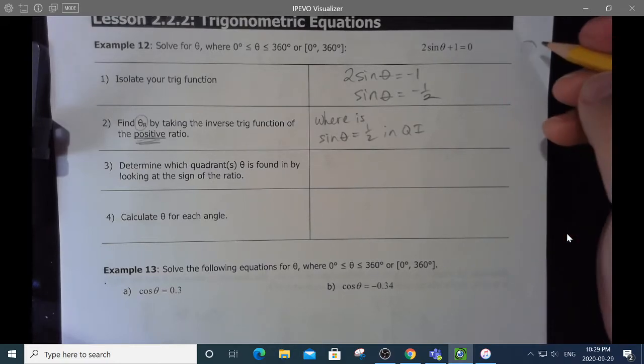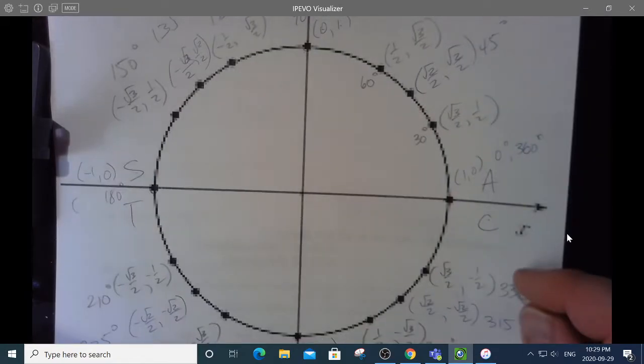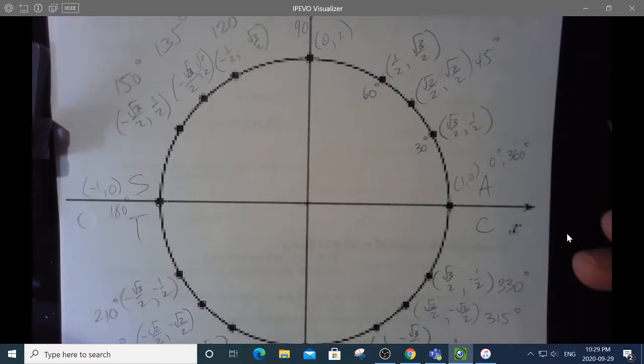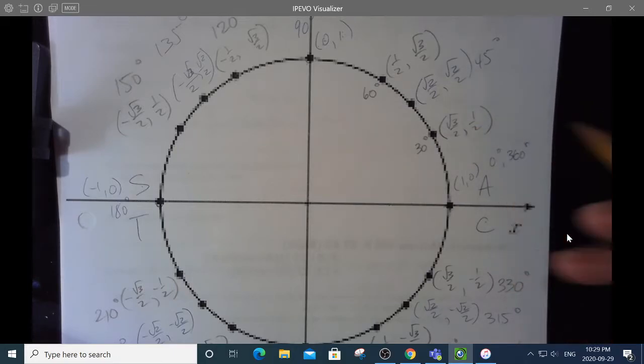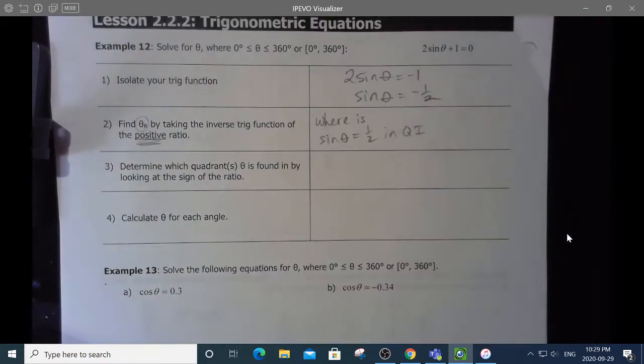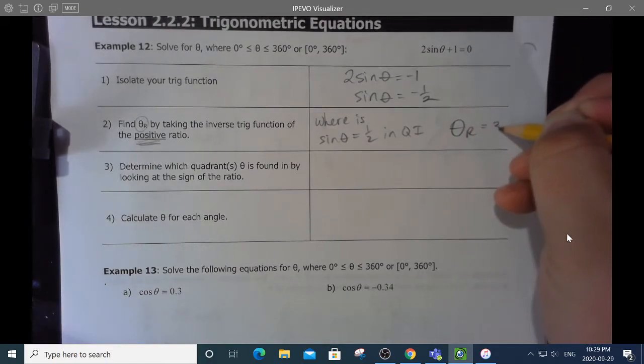So in quadrant 1, I could go back to my beautiful unit circle if I could find where I set it down. There it is. Where are you, 1/2? The sine value is 1/2 right there, when the y value is 1/2. So that's 30 degrees. So I know that my reference angle is 30 degrees.